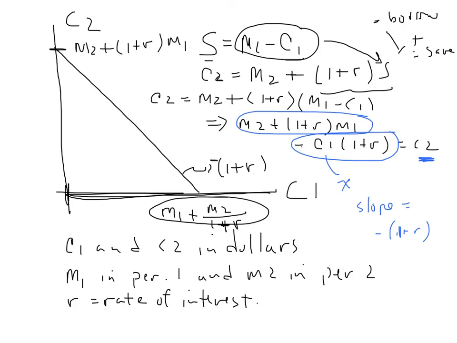So now, if you have specific numbers for M1 and M2, you can plug them in here and here. If you have a specific number for 1 plus R, or for R, 10%, for example, which would be 0.1, you could plug it in there. It would become 1.1, and that'll give you your whole line.